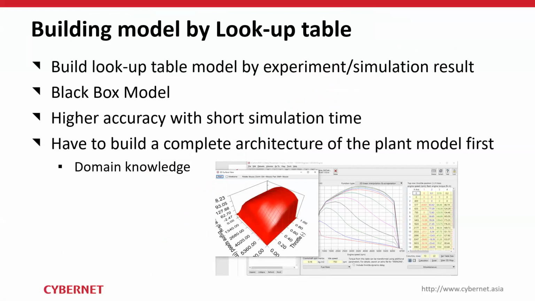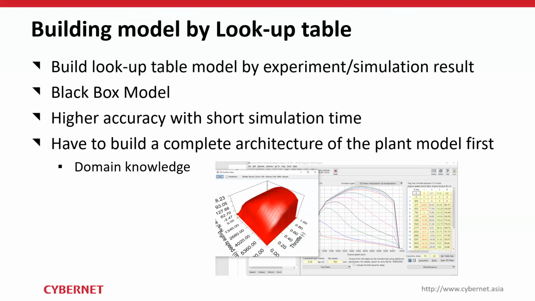As you can see, we can build an engine model by table. The table will determine how much torque the engine would output at the current throttle position and engine speed. In this table, we do not concern ourselves with the design of the engine, the volume of the engine, or the architecture of the engine. All we want to know is the performance of the engine. With this model, we can have a higher accuracy with short simulation time.